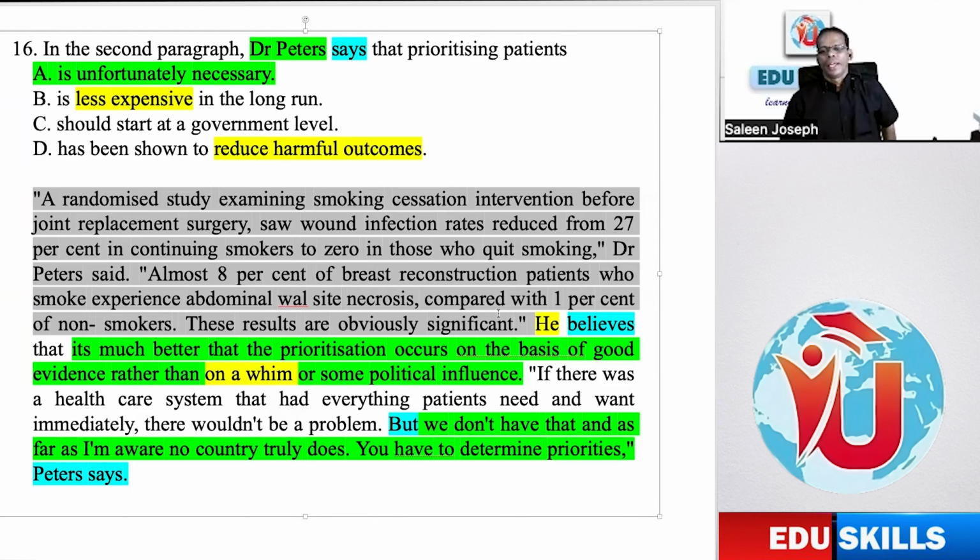Now, we are supposed to, Dr. Peter believes, based on these examples, illustrations, that it is much better that the prioritization occurs on the basis of good evidence rather than on a whim or some political influence. If there was a healthcare system that had everything patients need and want immediately, there wouldn't be a problem. But we don't have it.